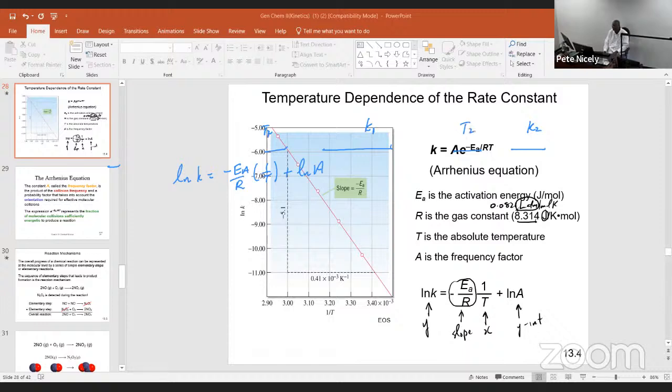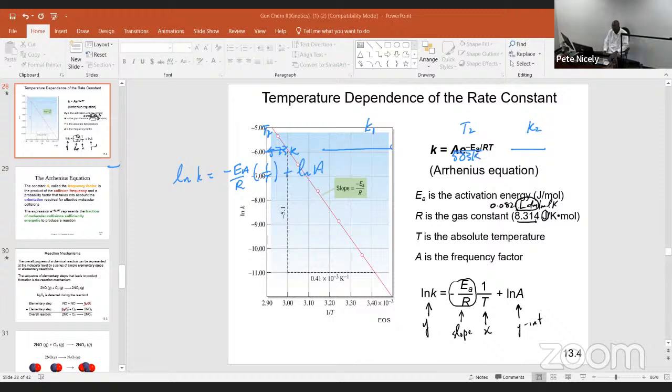Another thing we need to do is convert the temperatures to Kelvin. So in the case of 300, you add 273 to that, that gives you 573 Kelvin. And if you add 273 to this, that gives you 503 Kelvin, all right?